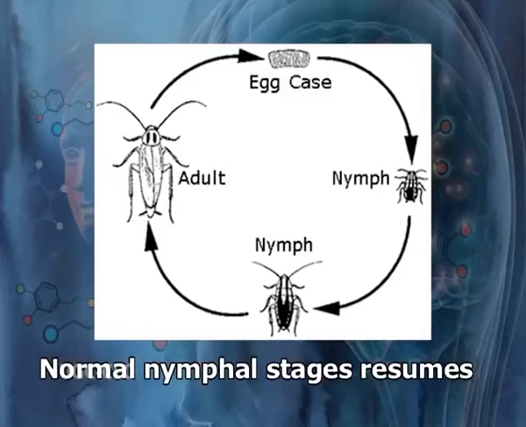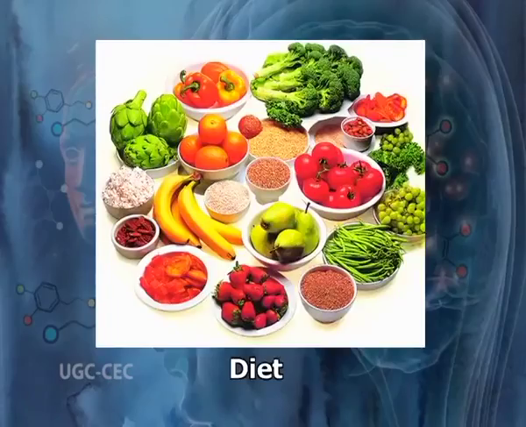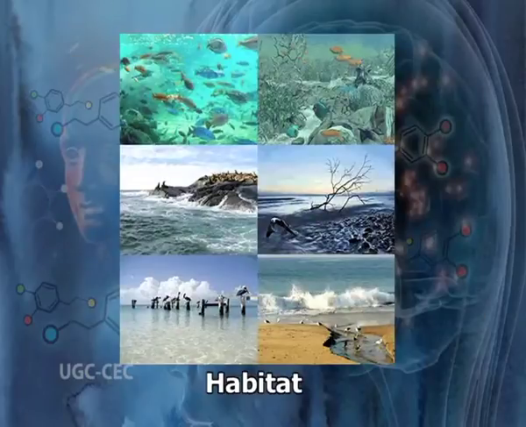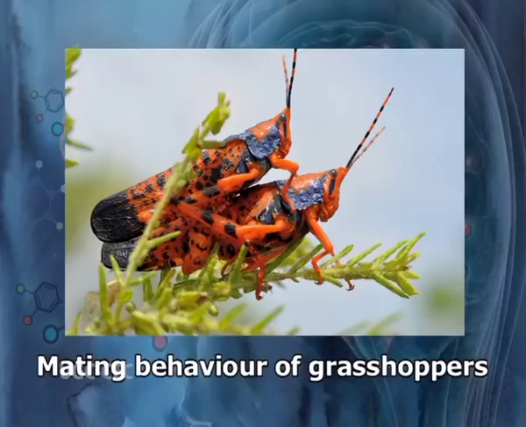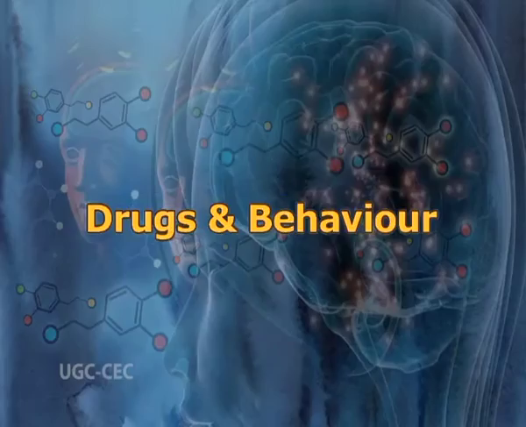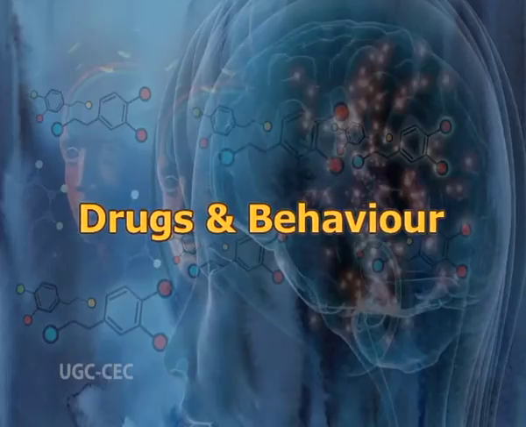If, however, a prothoracic gland from another grasshopper is transplanted or if ecdysone is injected, the sequence of nymphal stages resumes. The hormonal changes are also correlated with certain behavioral transitions relating to diet, activity rhythms and choice of habitat. For example, both the dispersal of grasshoppers individually or in large numbers and the mating behavior of grasshoppers are partially under hormonal control. Now we talk about drugs and behavior.